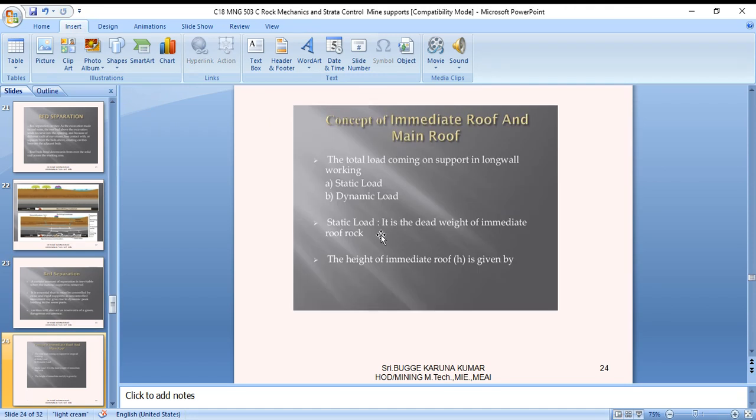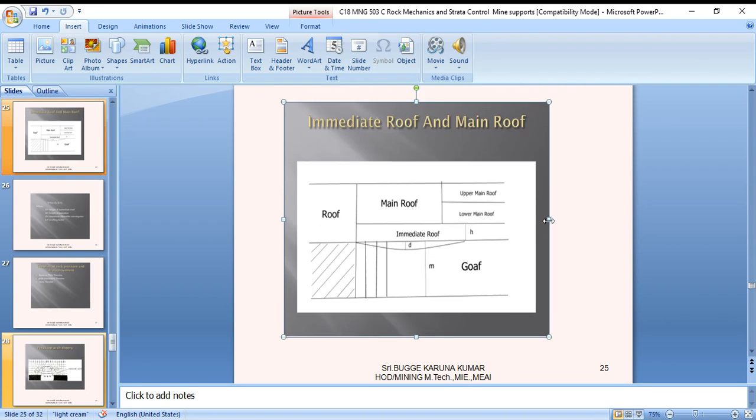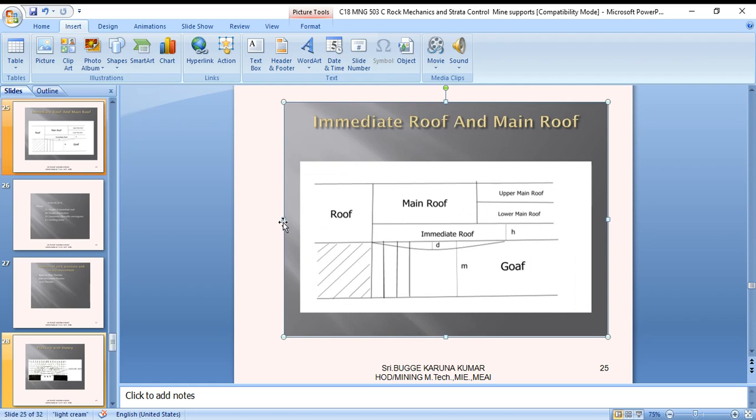The concept of immediate roof and main roof: the total load coming on the support in longwall working is a static load plus a dynamic load. The static load is the dead weight of the immediate roof rock. The height of the immediate roof is given by the value given here. This is how the immediate roof is effective from the surface to here, which can be explained easily.